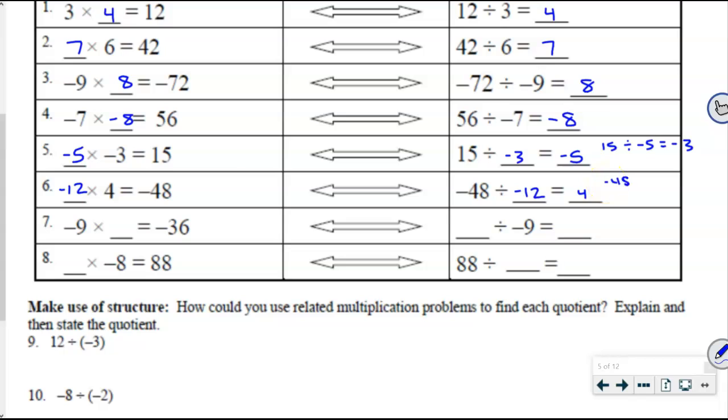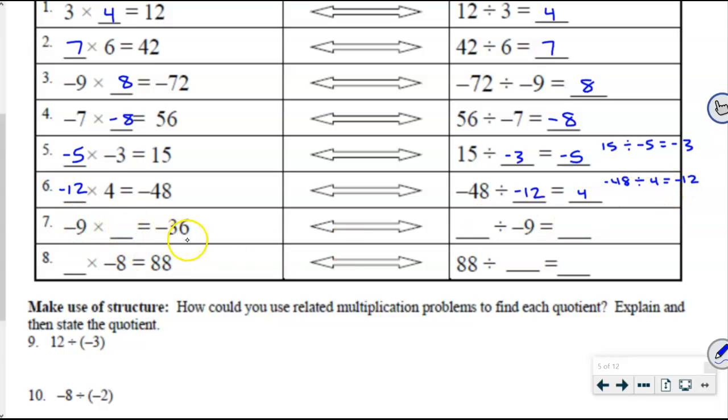What if I wrote it differently and I said negative 48 divided by 4? That would have to be equal to negative 12. Does that change our way of thinking at all? A negative divided by a positive is a negative? Still makes sense, right? Okay.